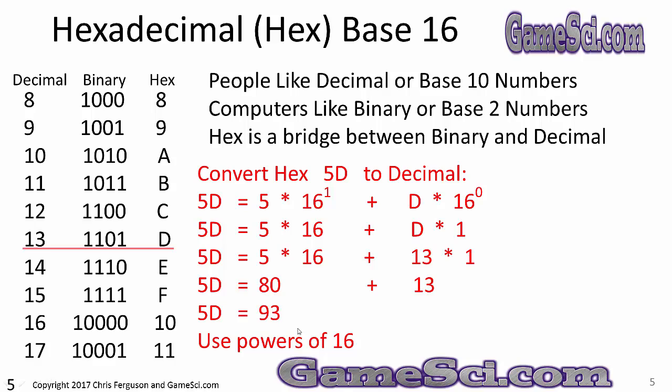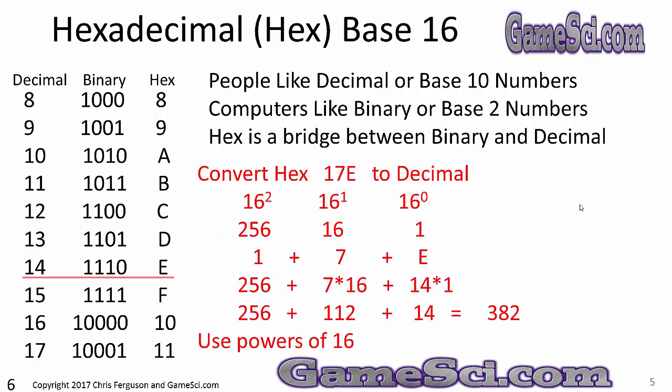Recall when we converted binary to decimal, we used powers of 2. When we convert hexadecimal to decimal, we use powers of 16 because it is base 16. Let's convert hex 17E to decimal. Rather than write out the full equation, let's just write down the powers of 16. 16 squared, 16 to the first, 16 to the 0 power. That's 256, 16, and 1. As you recall from binary conversion, you can write down the digits underneath the powers. So I'm going to take that 1 and put it under 16 squared. I'm going to take the 7 and put it under 16 to the first. I'm going to take the E and put it under 16 to the 0 power.